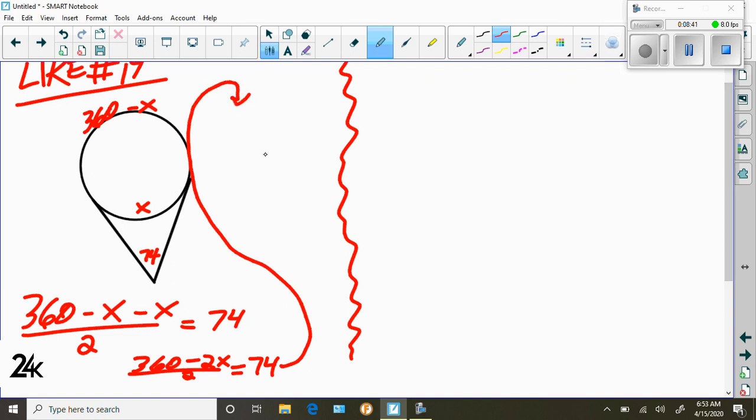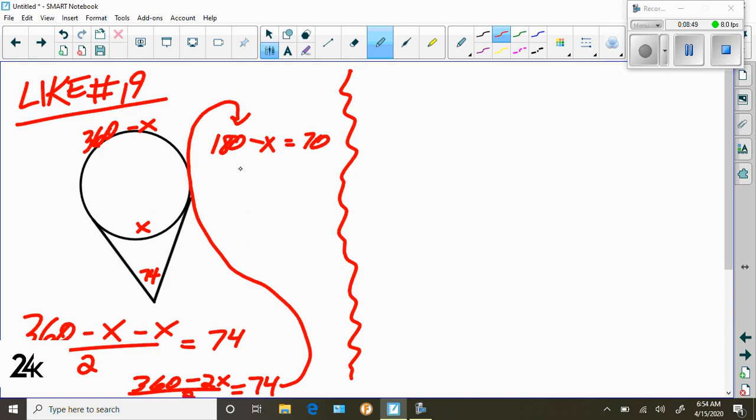I'm going to divide everything by 2. That's 180 minus x equals 74. I'm going to subtract 180, and it's going to be negative x equals negative 250. That means regular x is 250. Okay, so there you are, and there you have it. All right, so you guys are supposed to do problems 11 through 20 and then fill out the form for Mr. Barrow.